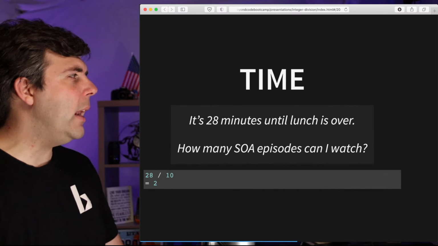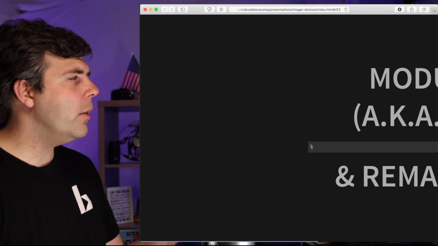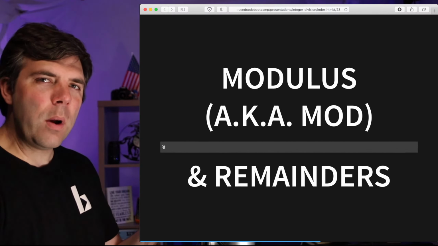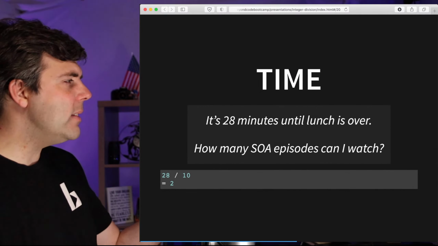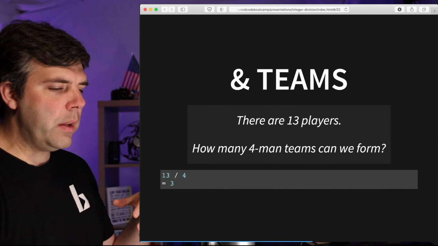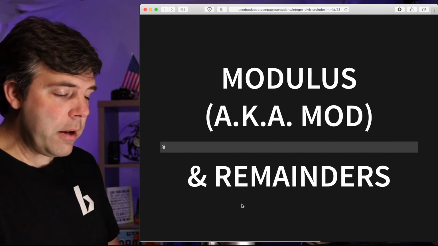There's no sense of having more than whole numbers in these equations. And you find in programming, there are numerous occasions where you're doing these types of things, and we'll get to a couple more examples at the end, where you need to deal in whole numbers. So now let's talk about modulus and remainders.